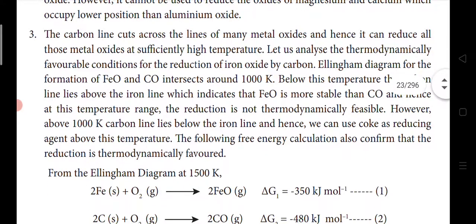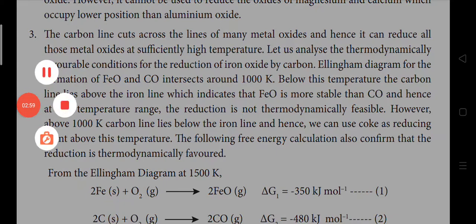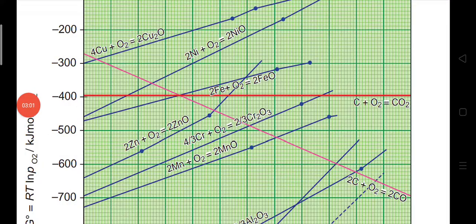The carbon line cuts across the lines of many metal oxides and it can reduce all those metal oxides at sufficiently higher temperature. இப்போ we have seen so many graphical slopes here. ஆனால் இந்த சென்டரில் இருக்க நடு லைன் மட்டும் சென்டரில் கட் ஆகுது. அதோட இன்ஃபரன்ஸ் நம்ம பார்க்கவே இல்லை. அதோட பெஸ்ட் part is it can reduce any metal oxide.